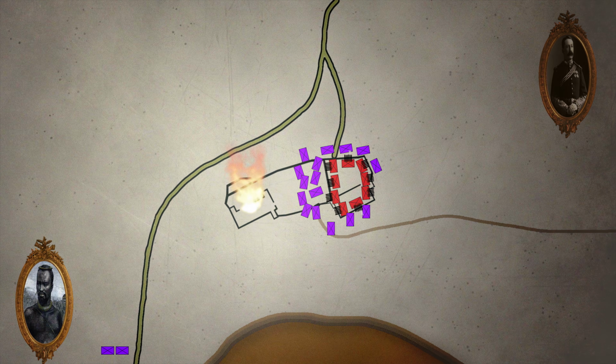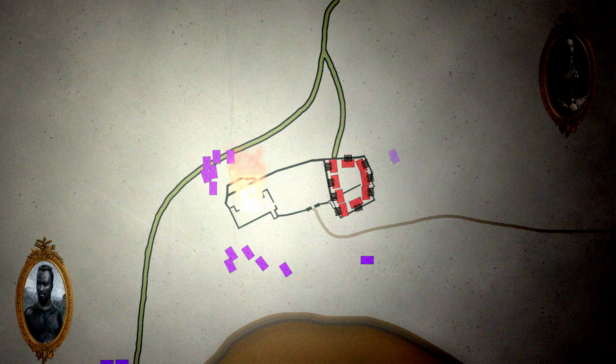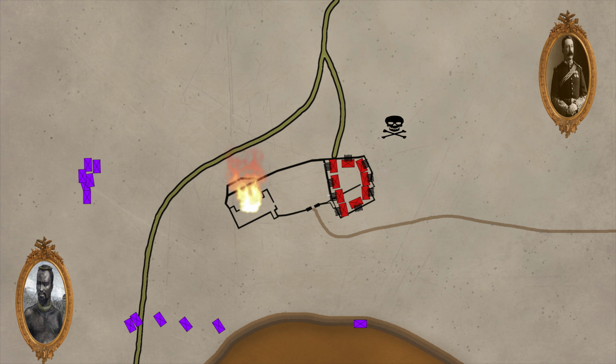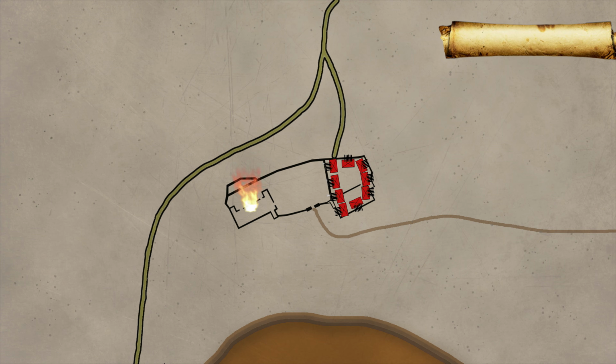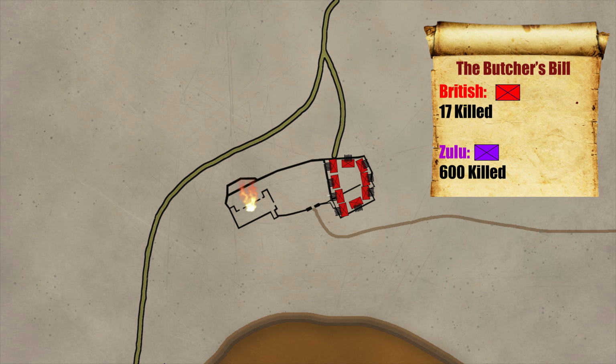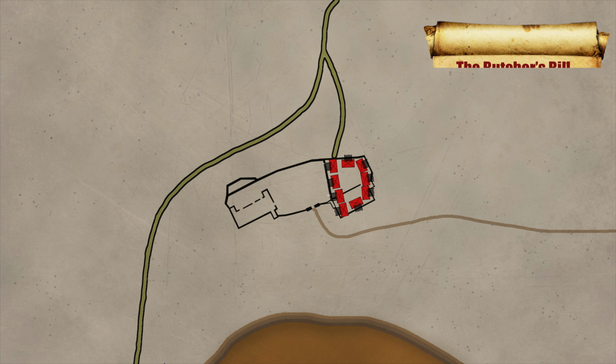Night was falling, and fortunately for the British, the burning hospital gave off enough light for them to see the Zulu. After many hours, the Zulu finally retreated for the night. They reappeared the next day, but retreated after seeing British reinforcements in the distance. The Butcher's Bill: 17 British and over 600 Zulu died in this battle. The drift was saved, and the British lionized the battle to distract from their defeat at Isandlwana, but that shouldn't detract from the heroic defense of a hospital.